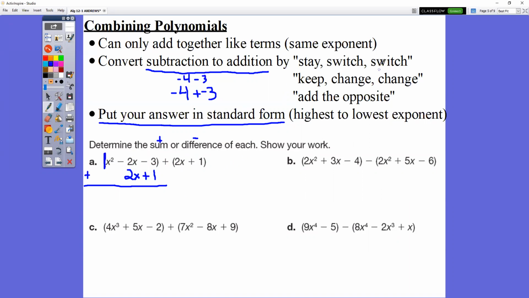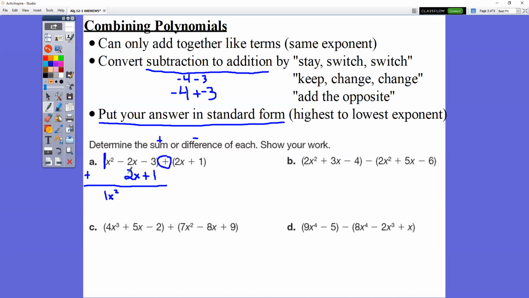So I didn't have to do stay, switch, switch, keep, change, change, or add the opposite, because this was originally an adding question already. All right. You only have to do that when it's a subtracting question. So this is an adding question. I'm just going to straight up add going down. 1x squared plus nothing is 1x squared.